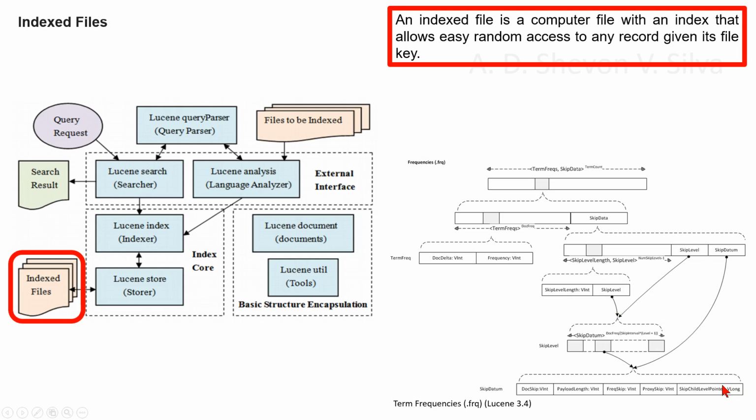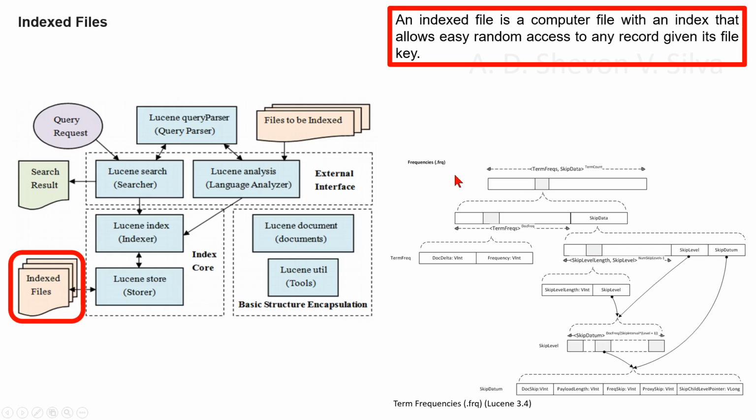Each skip datum skip node contains the following information: document number, payload length, freq skip, proxy skip, and skip child level pointer.